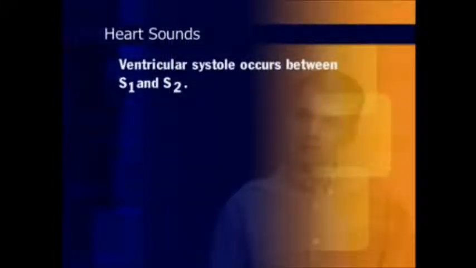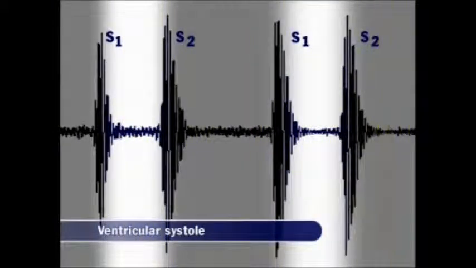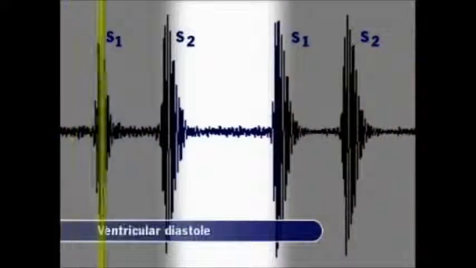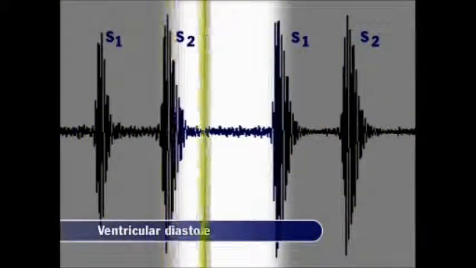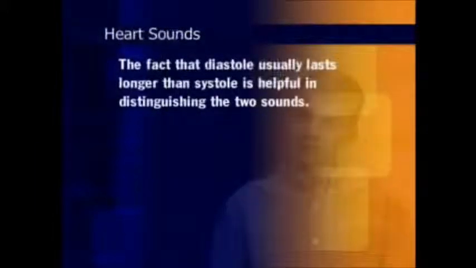Ventricular systole occurs between S1 and S2. Ventricular diastole occurs between S2 and the next S1. The fact that diastole usually lasts longer than systole is helpful in distinguishing the two sounds.